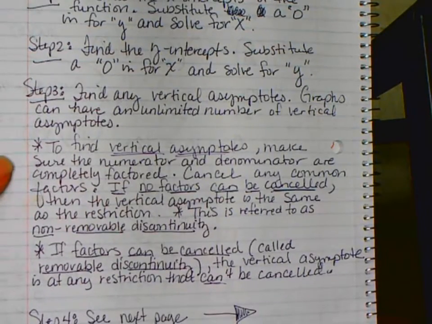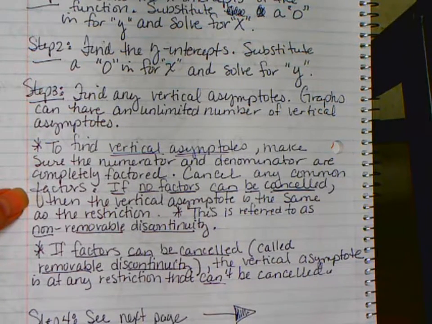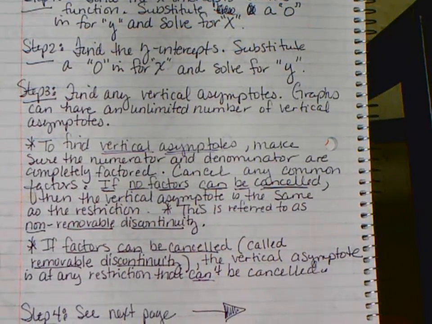Okay, step 3. Find any vertical asymptotes. Graphs can have an unlimited number of vertical asymptotes. To find vertical asymptotes, make sure the numerator and denominator are completely factored, which ours are. Cancel any common factors. Okay, so did we have any factors that could be canceled?